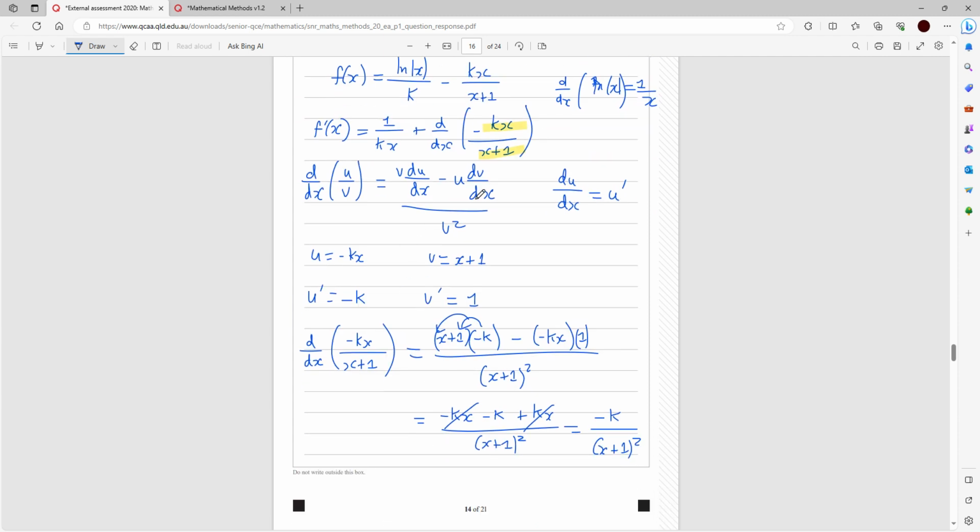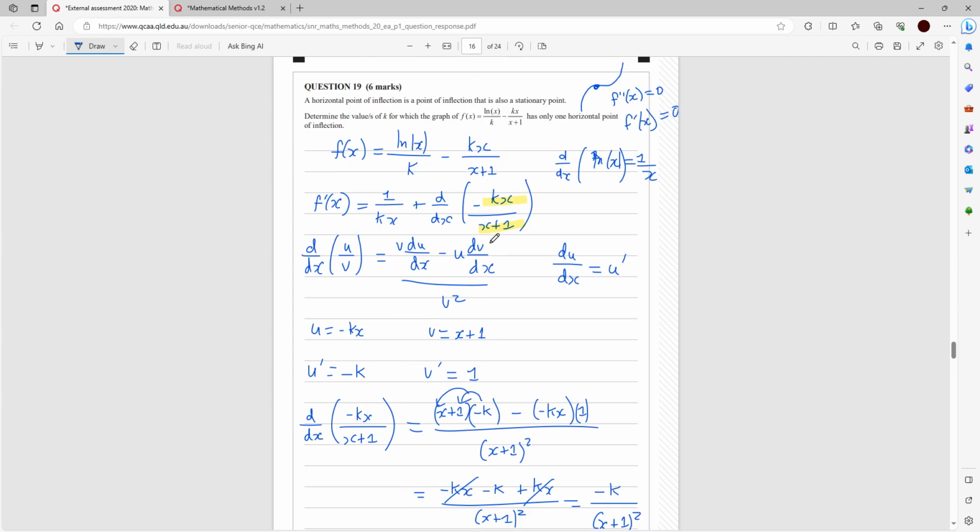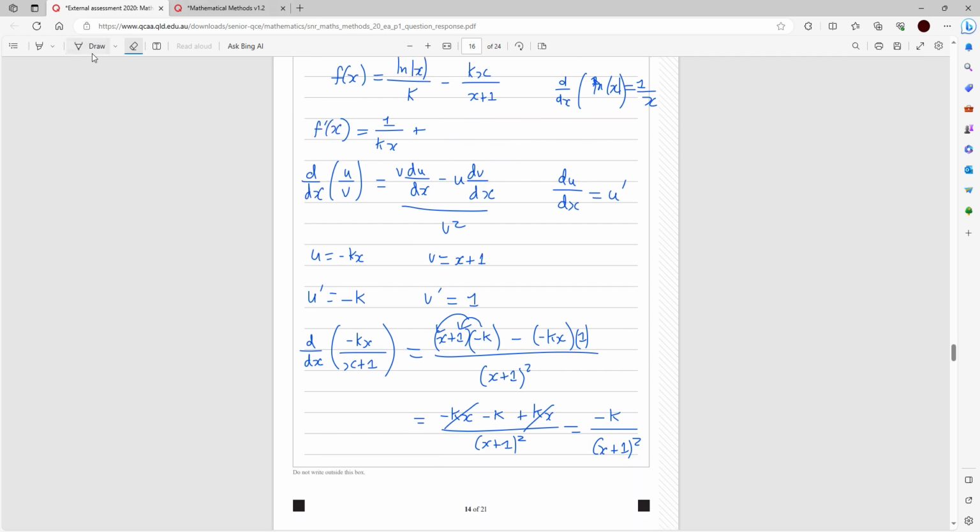Righto, I'm going to rub a lot of this stuff out because I need a lot more working still, okay? So I can replace this bit here with the working we got here. So it was negative k on x plus 1 all squared. And then I can rub all this stuff out, okay?